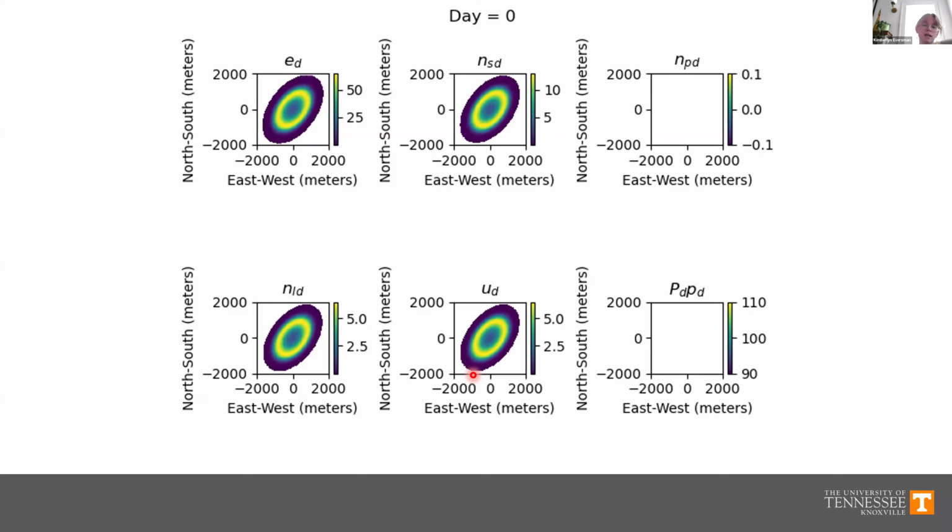But here we have our initial distribution for our eggs of our host, our susceptible nymphs, the parasitized nymphs, the late stage nymphs, the adults, and then the parasitoids over here. And then this is our east and west and our north and south. And what we're going to be looking at is the distribution at each day.